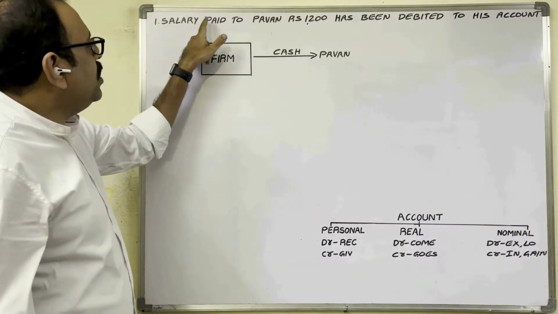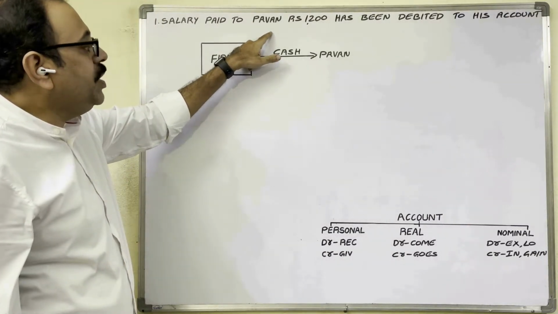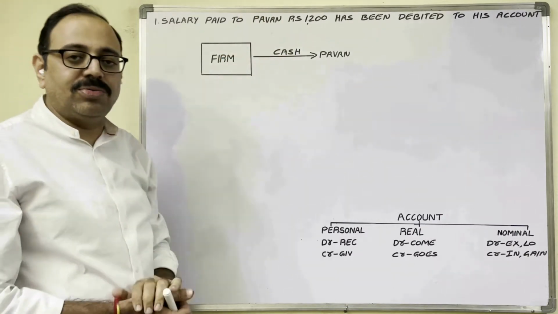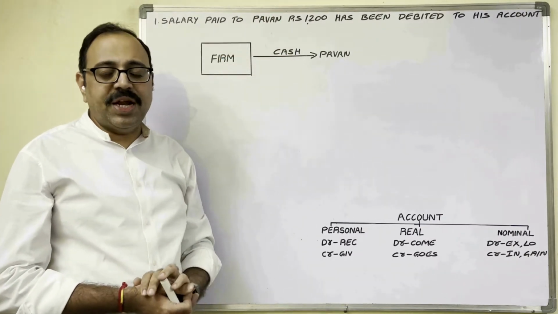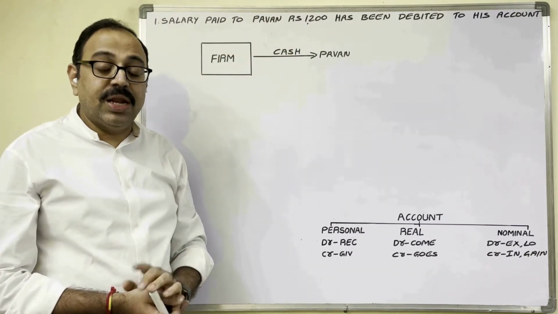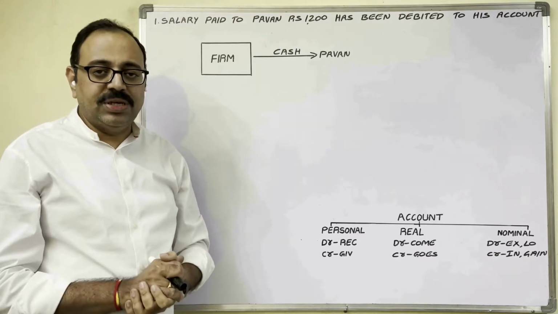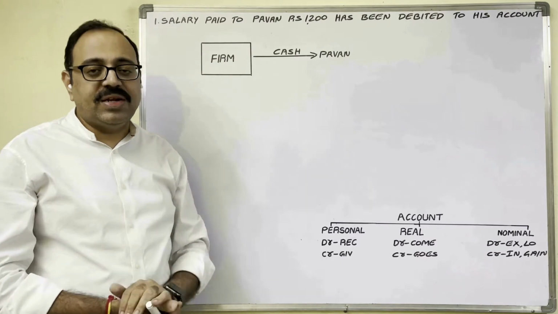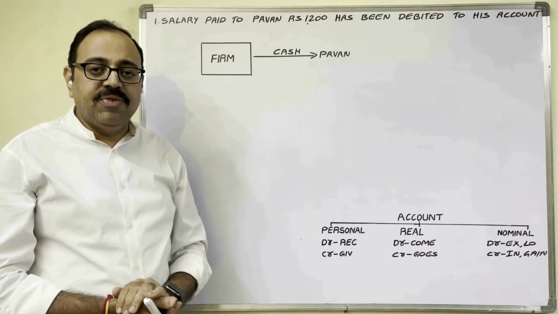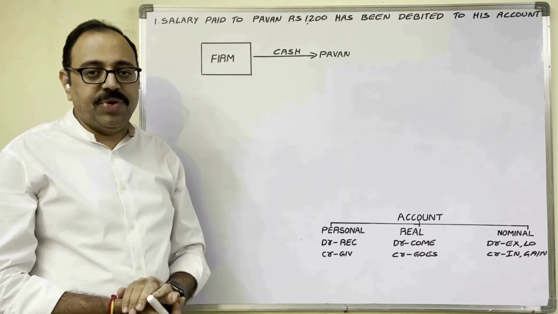First one, salary paid to Pavan 1200 rupees has been debited to his account. Before writing rectification of error entries, remember one point. In the firm's books, we are writing these entries. Therefore, each and every transaction and mistake, we have to analyze from the firm's point of view.